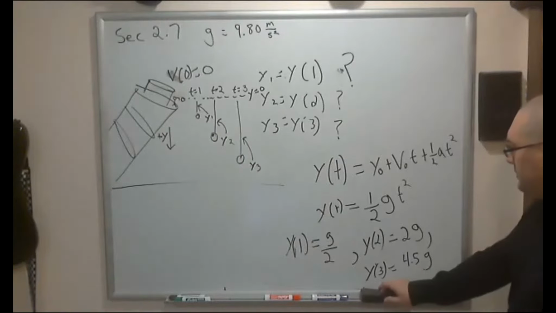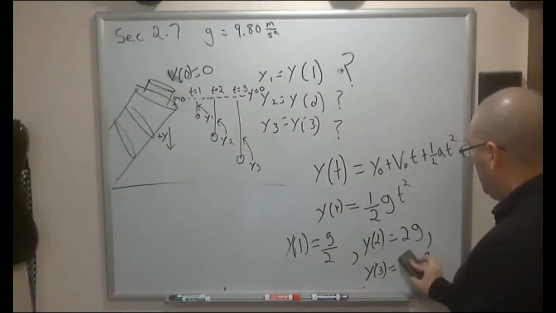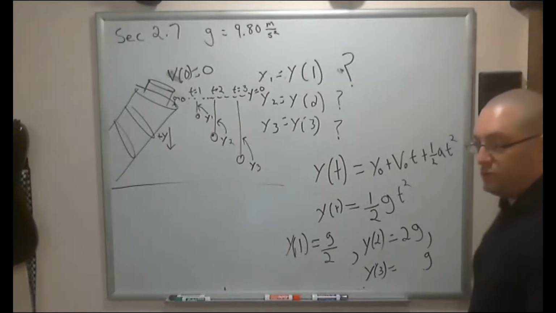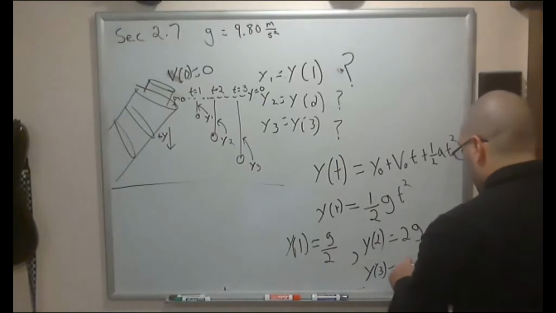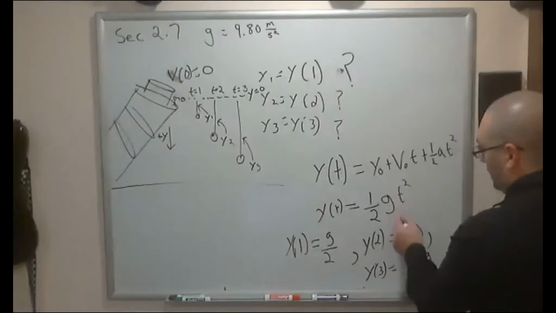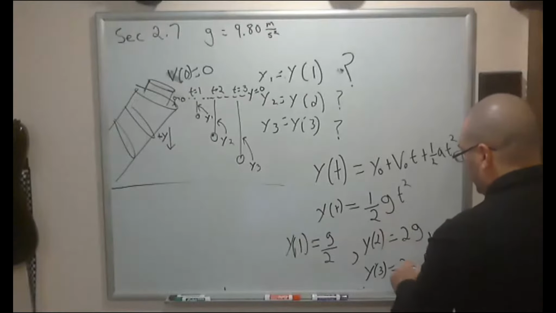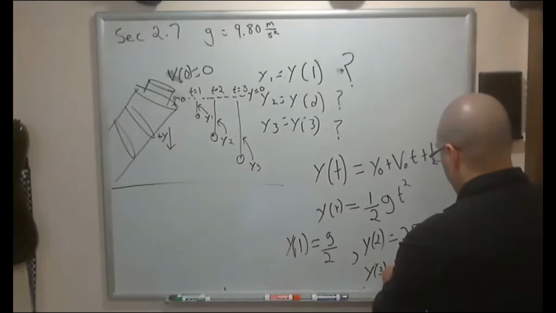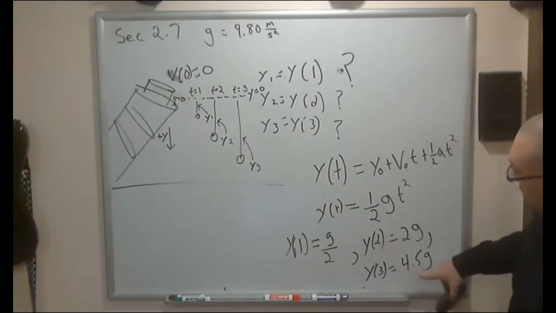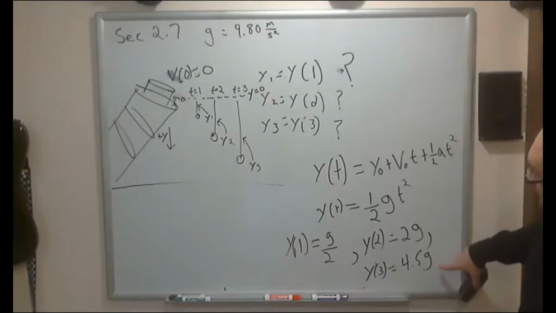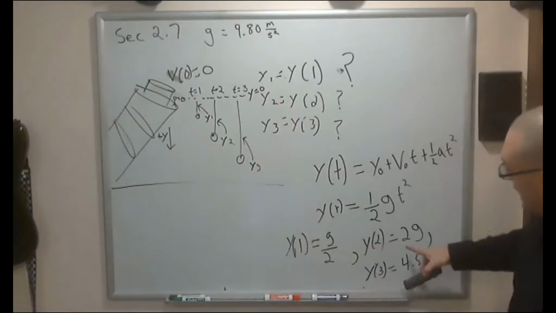9 divided. Oh, I'm not talking about fast. I'm talking about the distance that it travels. Oh, okay. So this would be 9/4. So this is 4 point. So at 3 seconds, it travels 4.5 G down, right?